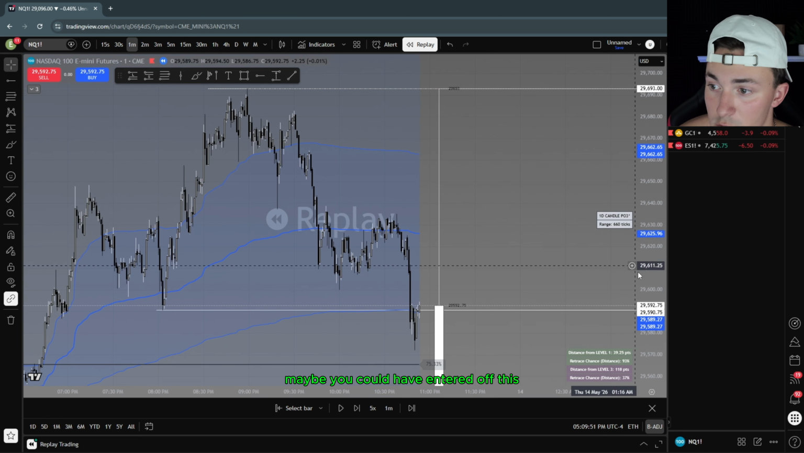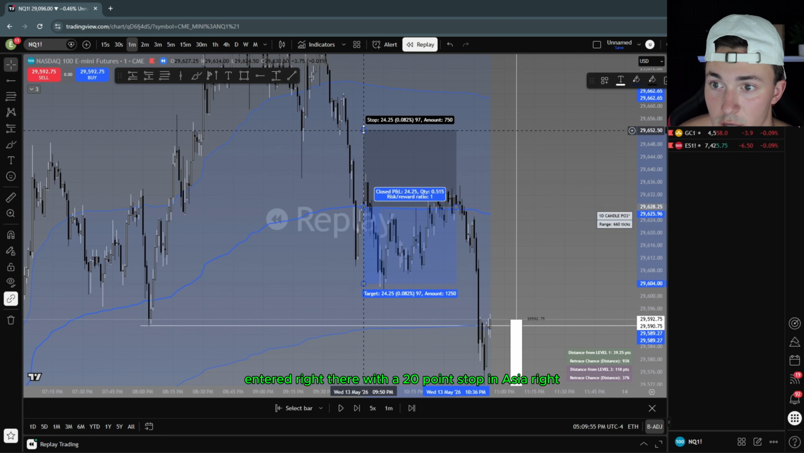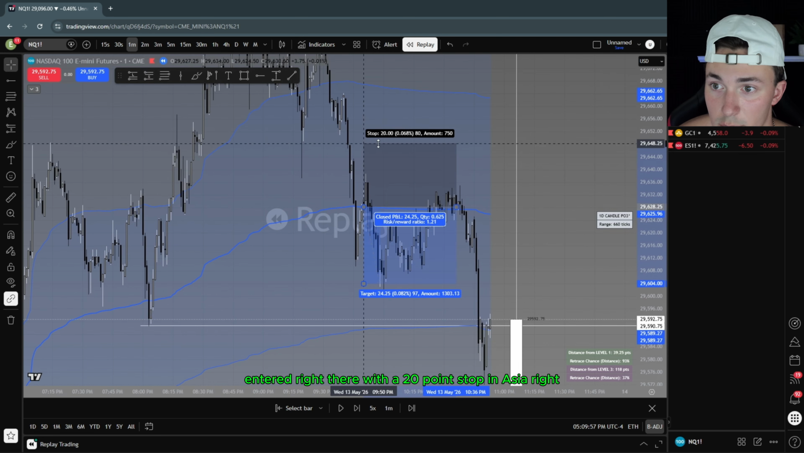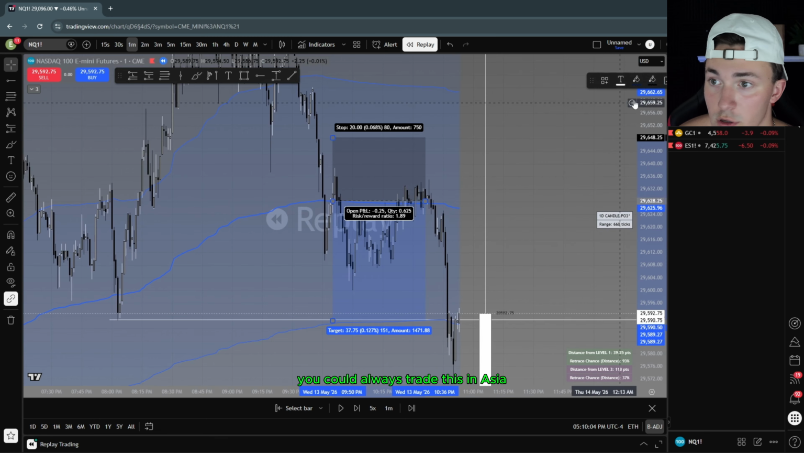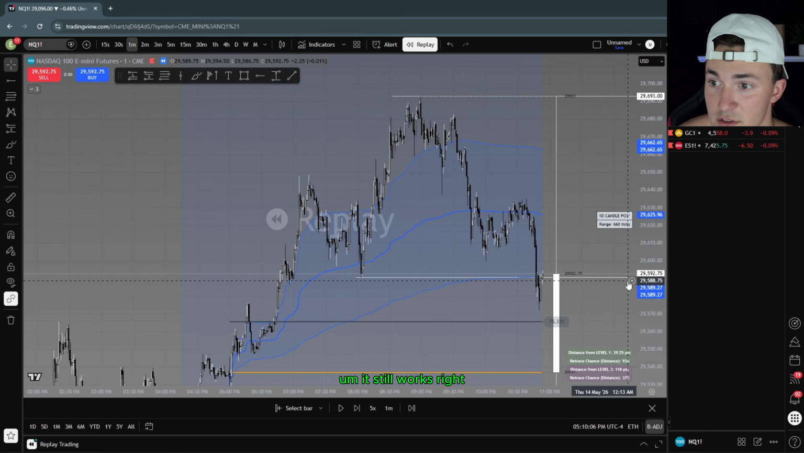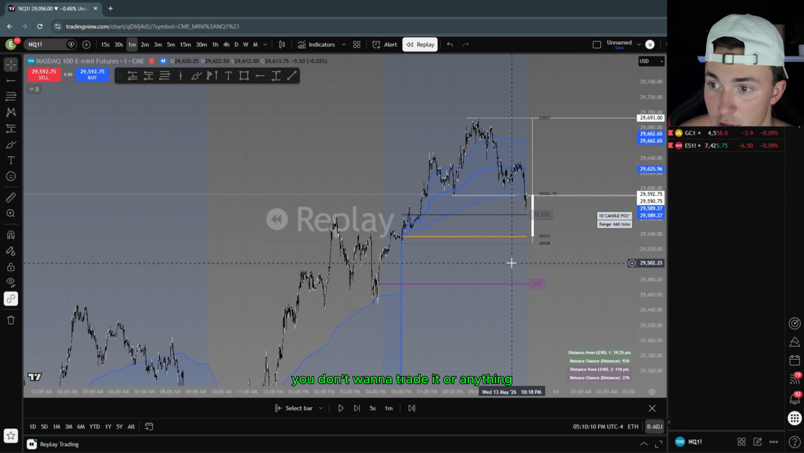So maybe you could have entered off this VWAP pullback right here, entered right there with a 20-point stop in Asia, right? It's a pretty loose trade. Still a 1.89 risk to reward. You could always trade this in Asia. It still works, right? It's not just because Asia's slower, you don't want to trade it or anything.